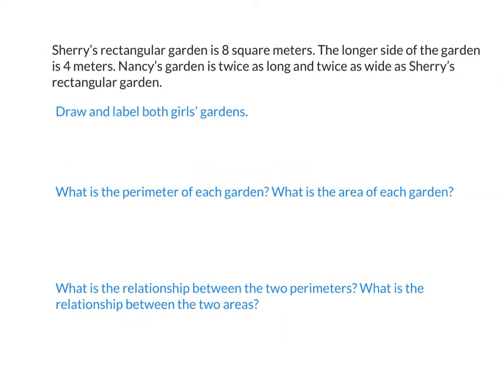Okay, let's try one more problem. It says Sherry's rectangular garden is 8 square meters. Right off the bat, because it says square meters, that tells me that this is an area. Okay, so we don't know the dimensions yet, but we know that the area of her rectangular garden is 8 square meters. Oh, it says the longer side is 4 meters. Okay, then Nancy has a garden too. It says Nancy's garden is twice as long and twice as wide as Sherry's garden.